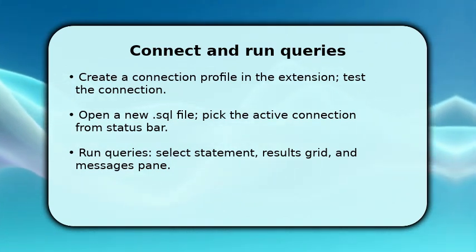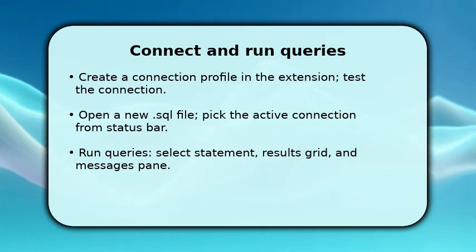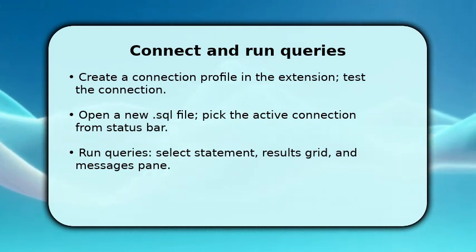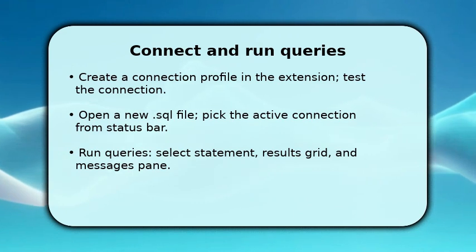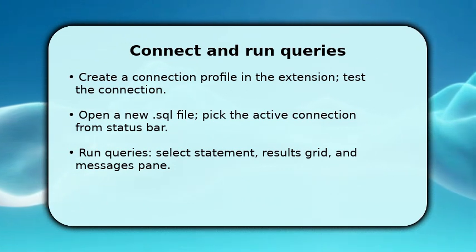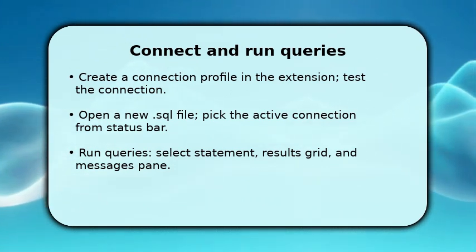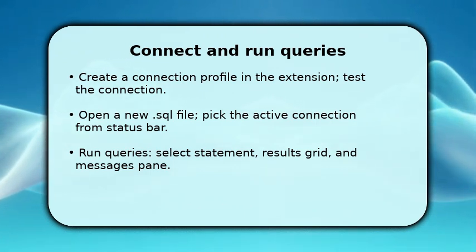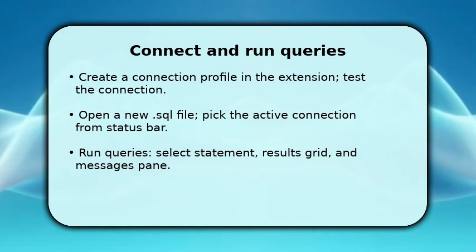Then open a new SQL file in VS Code. Make sure the extension shows the active connection in the status bar. You can write a SELECT or other statements and run them with the extension's run query command or keyboard shortcut. Results appear in a grid, and the messages pane shows execution info. Use these to confirm column types and row counts before proceeding.